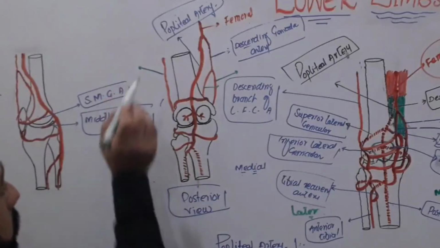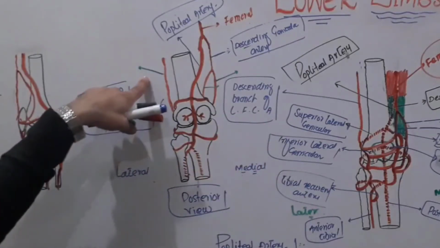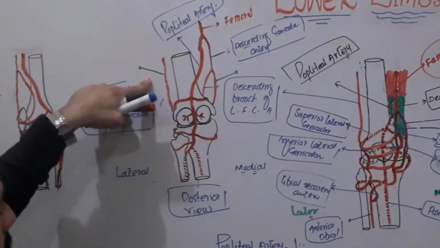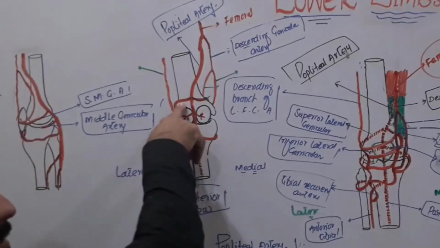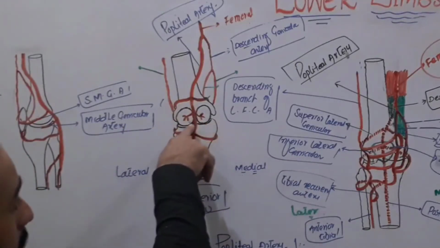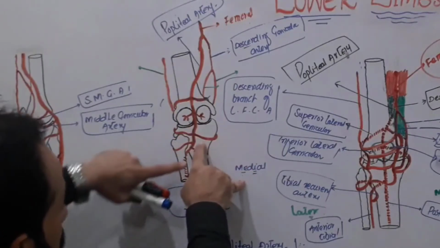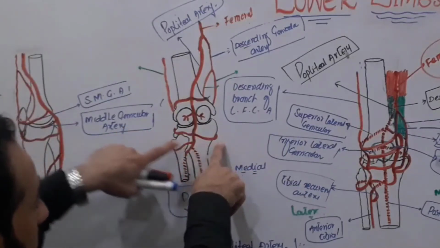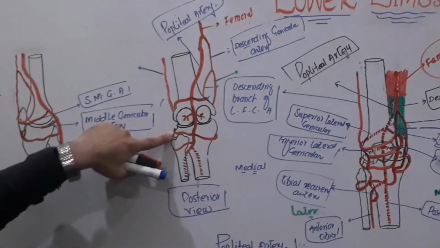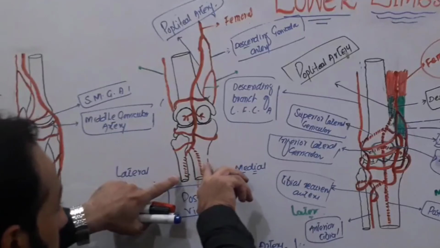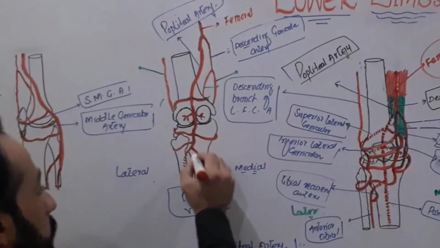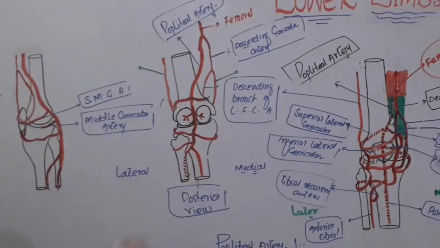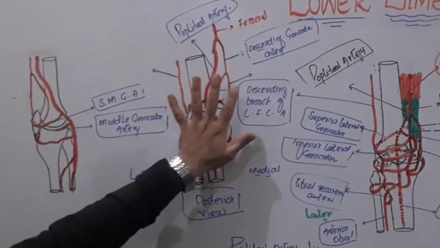What is this artery? This is the descending branch of the lateral circumflex femoral artery, right? And what is this? This is the superior medial genicular artery. This is the superior lateral genicular artery. Here will be our middle genicular artery. This is the inferior medial genicular artery. This is the inferior lateral genicular artery. This is the posterior tibial artery. This will be the anterior tibial artery, and then we will see the branches of them, the fibular artery also. We will see them in the next lecture, right?